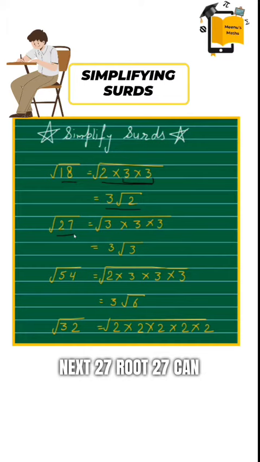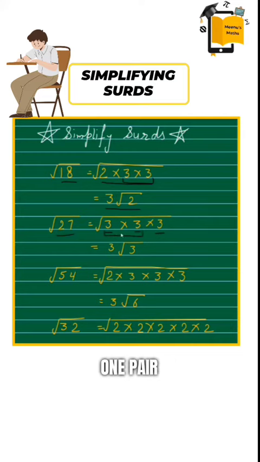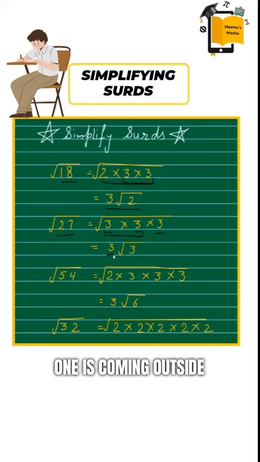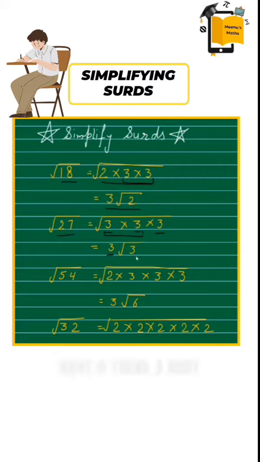Next, root 27. 27 can be written as 3 multiply 3 multiply 3. Make one pair. From that pair, one 3 is coming outside. One 3 root is there. 3 root 3 is the answer.